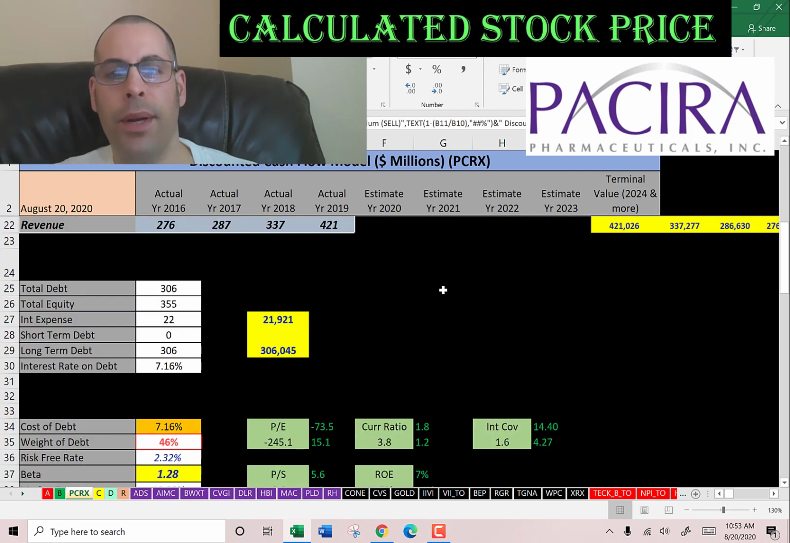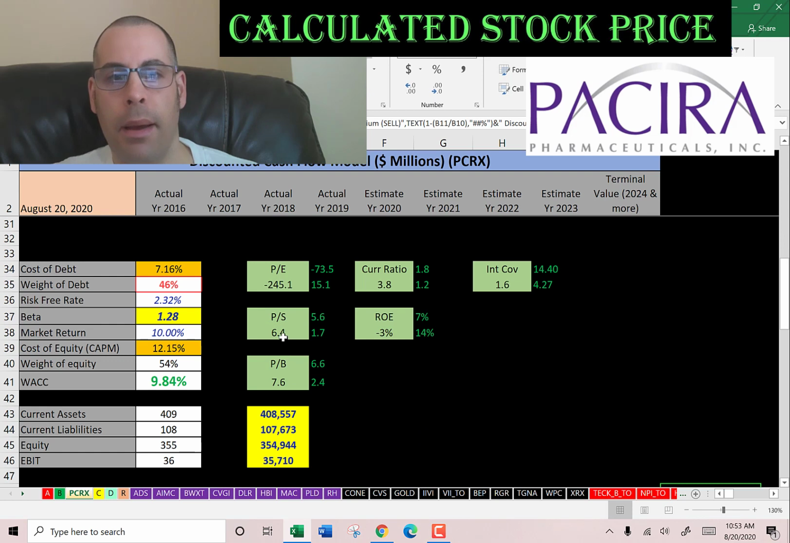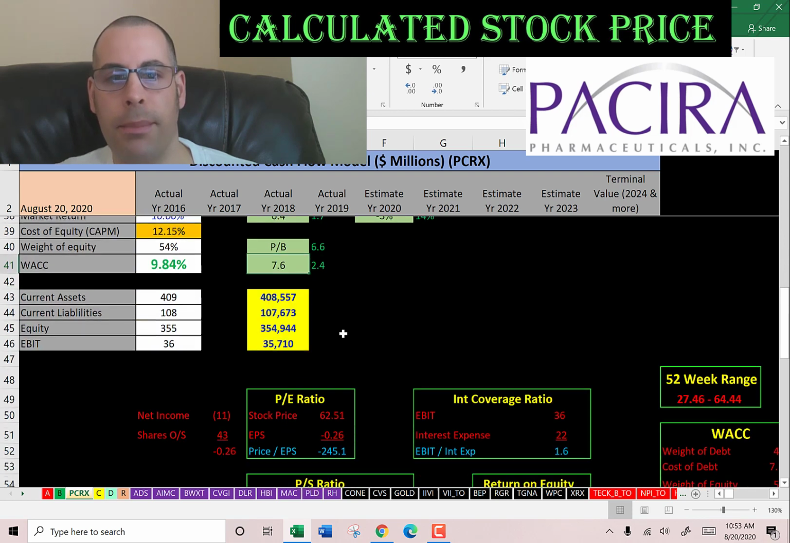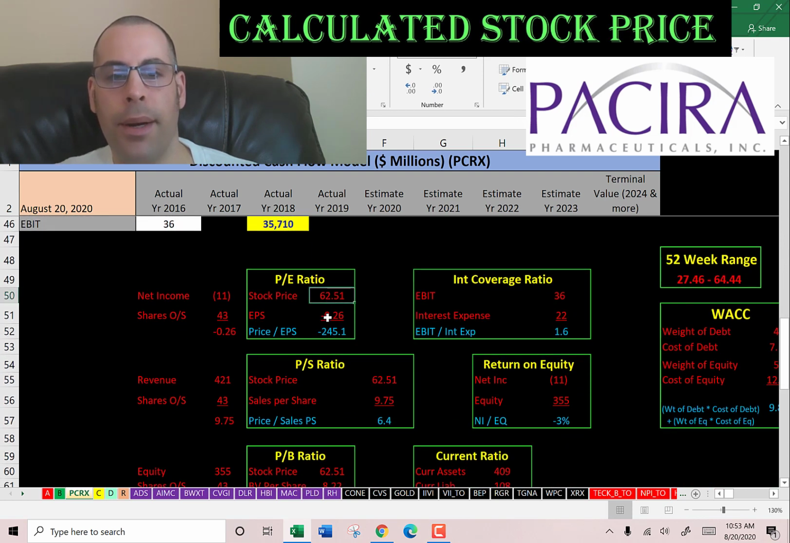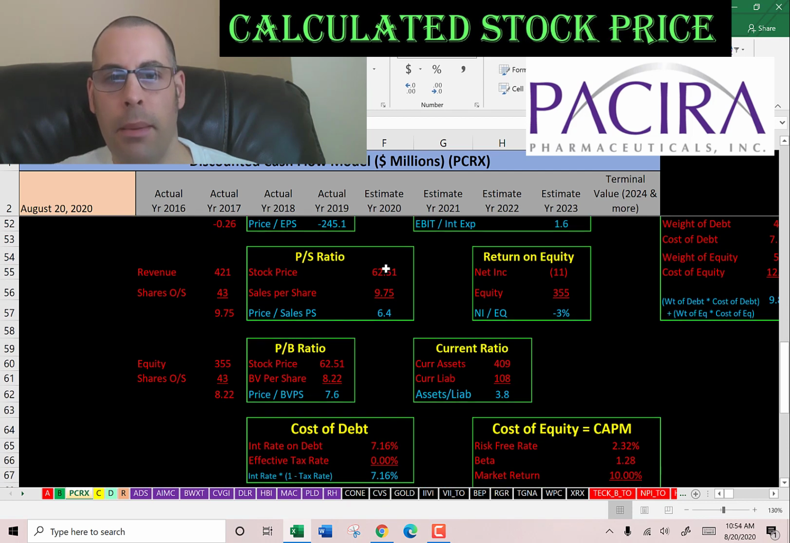Let's look at the financial ratios. Negative PE, a bad price to sales, and a bad price to book. So PE is stock price over earnings per share. To calculate earnings per share, that's net income over shares outstanding. They have negative net income, so they have negative PE. Price of sales is stock price over sales per share. To calculate sales per share, that's revenue over shares outstanding.